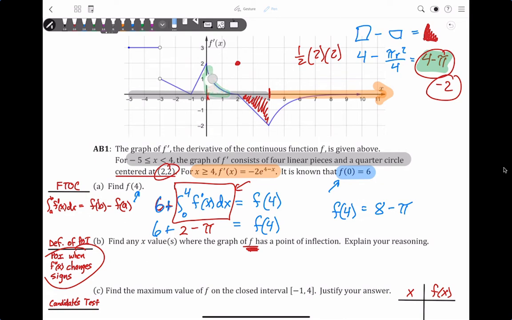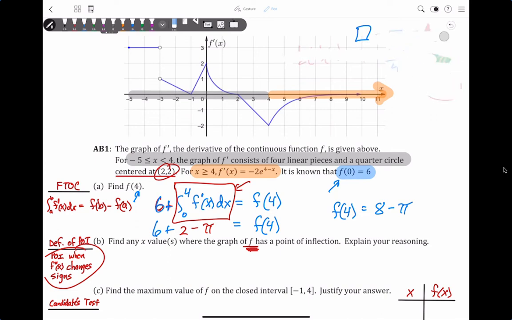So let me erase a little bit that I did from before. I don't have an f double prime graph. I have an f prime graph, okay? So there's another way that I can interpret this, because if I know that f double prime changes signs, there's two ways that I can change signs. I can say f double prime is changing from a positive to a negative or a negative to a positive.